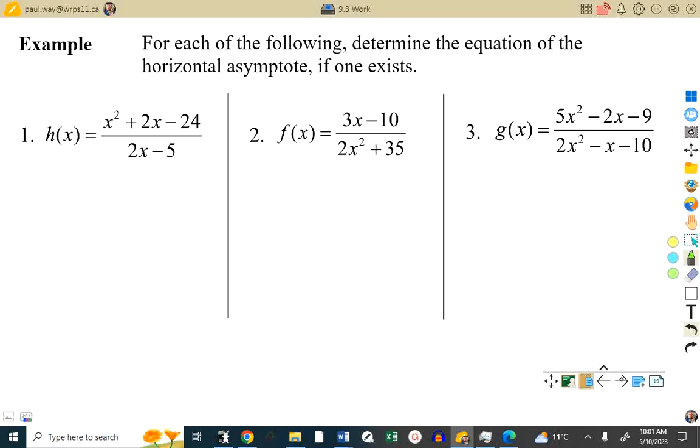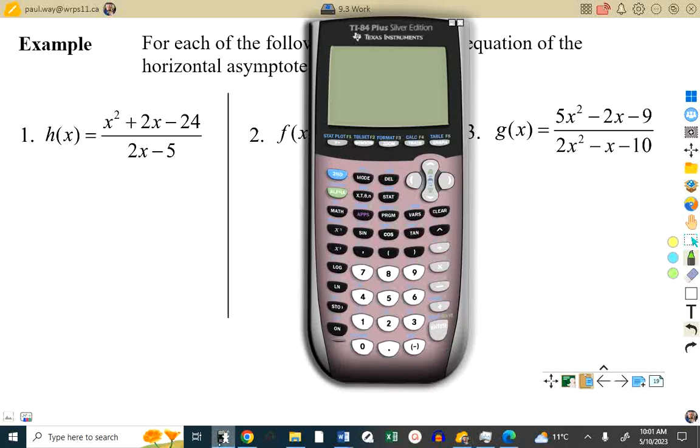Let's do that. So I'm going to put in for y, in brackets, x squared plus 2x minus 24 over, I'm sorry, I have to get out of this mode. I don't like it.